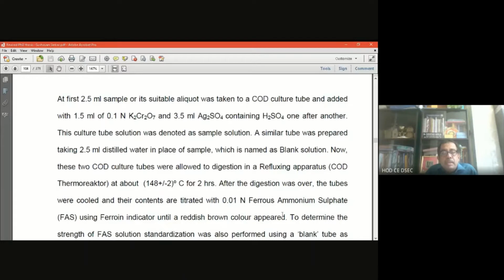Now these two COD culture tubes are allowed to digest. Where does the digestion take place? In a refluxing apparatus, which is called a COD thermoreactor. That digestion takes place in a closed refluxing system, at an operating temperature of 148 plus or minus 2 degrees centigrade, and the time of digestion is 2 hours. That is the normal process of how the COD digestion is conducted.